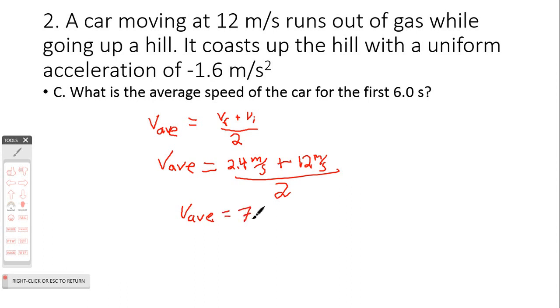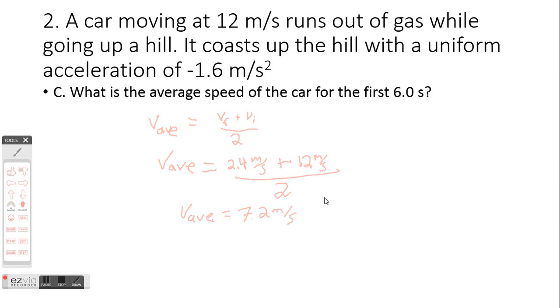So it averaged 7.2 meters per second for those first 6 seconds. Now we can actually use this average speed formula because it has uniform acceleration. This formula only works because the car is slowing down at the same rate. It's not like we gently touched the brakes and then eventually jammed on the brakes. That would be changing acceleration.